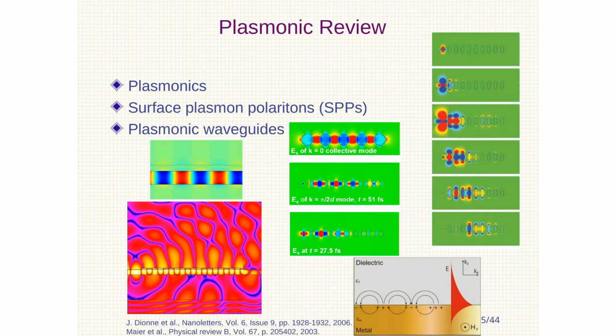Plasmonics harness surface plasmon polaritons, SPPs, for sub-wavelength information propagation. Plasmonic waveguides enable this by confining light below the diffraction limit, as detailed by J. Dion et al. and Meyer et al. This technology offers a significant advantage over traditional photolithography, allowing for much smaller feature sizes and enhanced precision in nanofabrication.